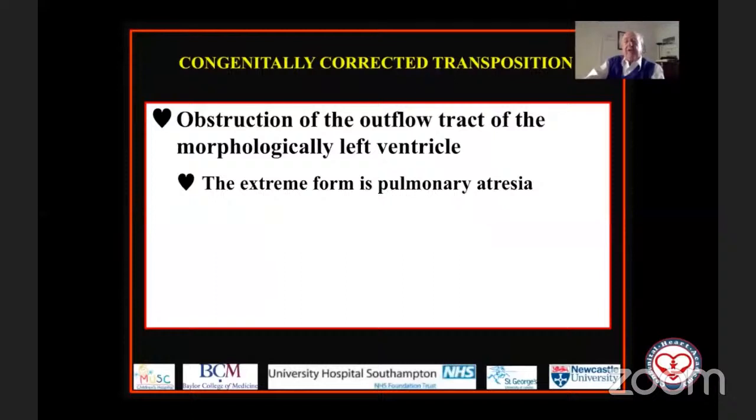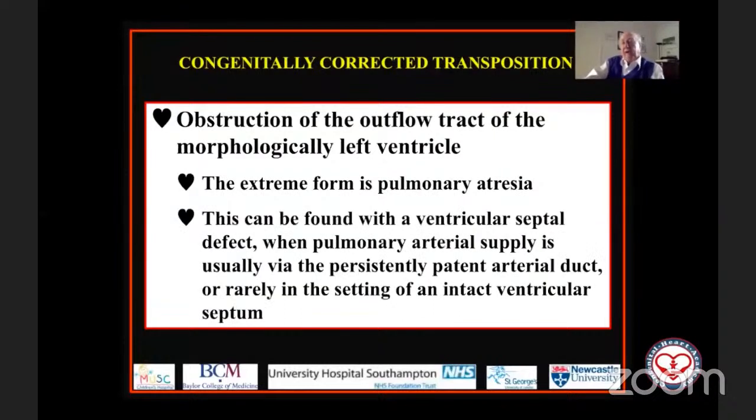And when we have pulmonary atresia with congenitally corrected transposition, it can be found with a ventricular septal defect. And then almost always in the setting of congenitally corrected transposition, the pulmonary arterial supply is derived through a persistently patent arterial duct. And Diane now has a nice example to show you of pulmonary atresia with ventricular septal defect in the setting of congenitally corrected transposition.